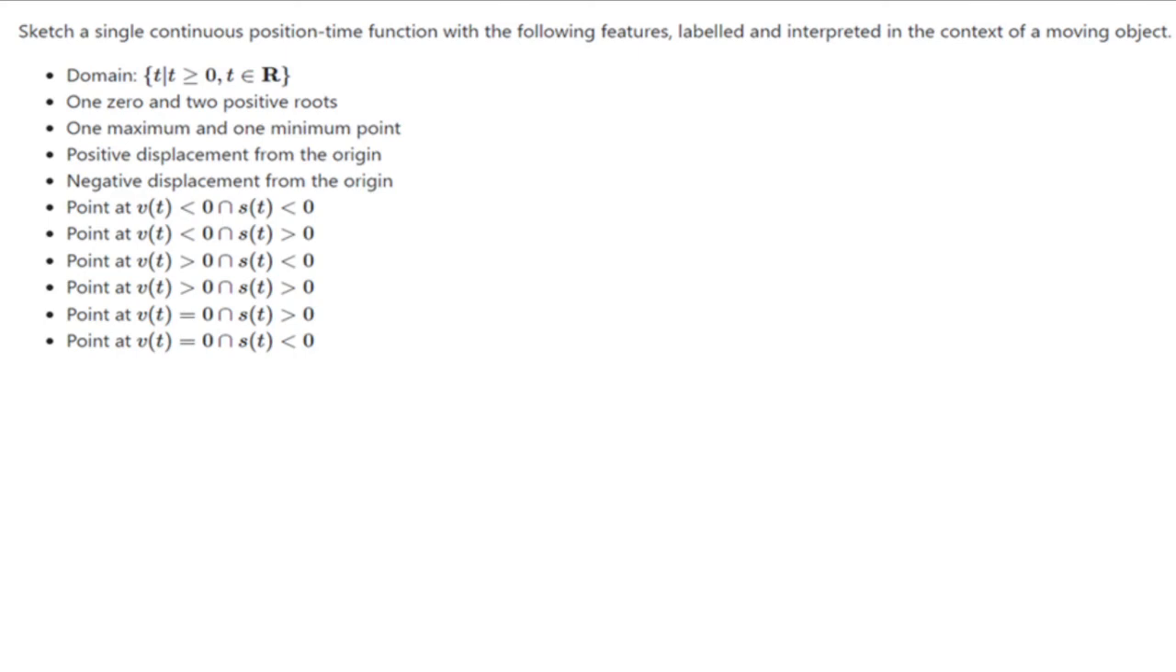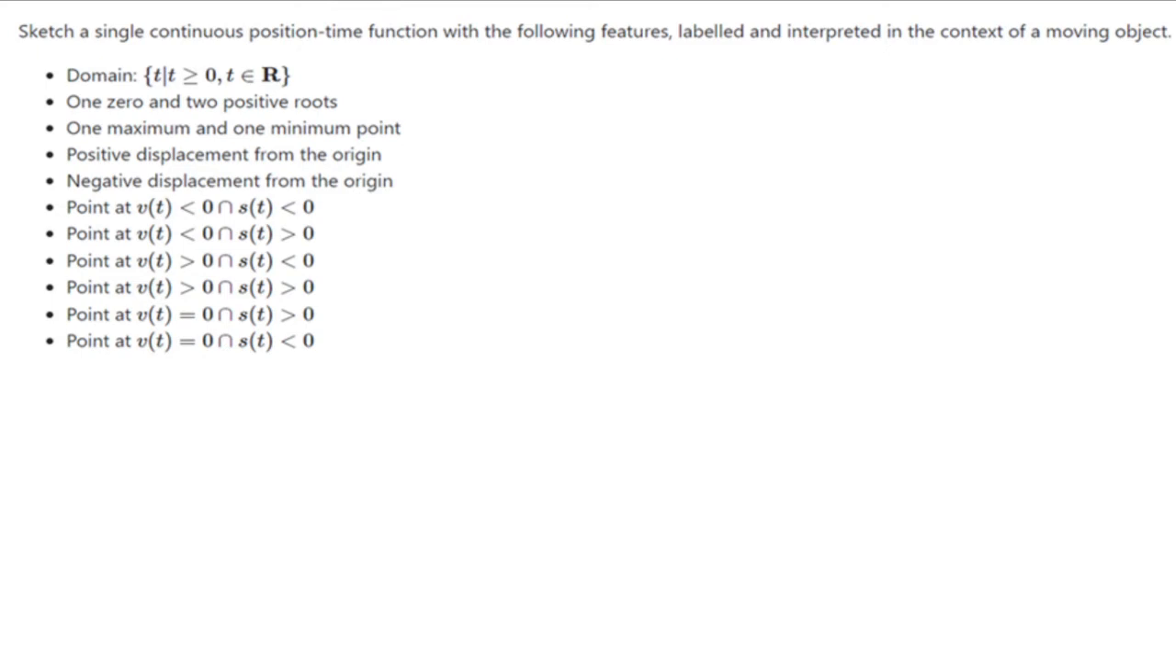Sketch a single continuous position time function with the following features, labeled and interpreted in the context of a moving object. So for this position time function, the domain is supposed to be greater or equal to 0 and then belong to the real numbers. So what we want to do here is we want to be able to see quadrant 1 and quadrant 4 on the XY plane.